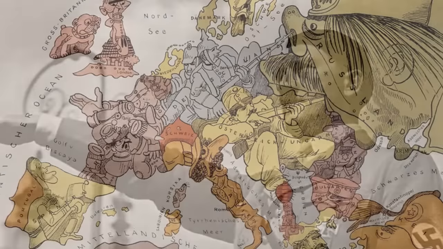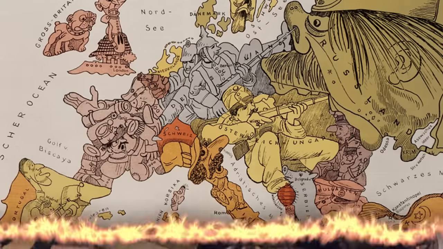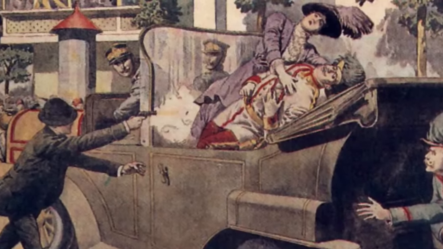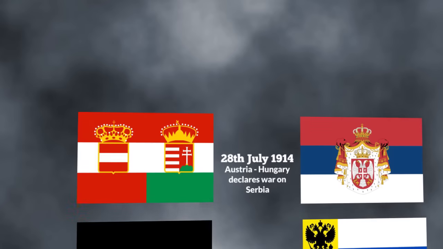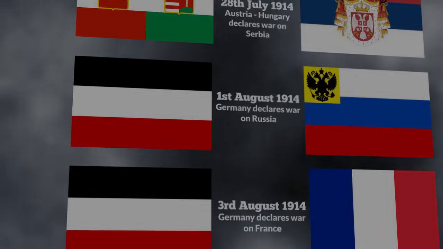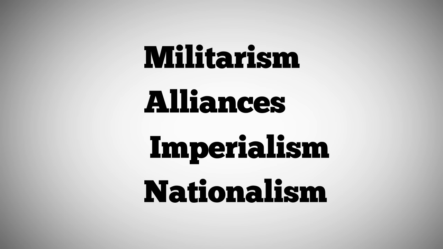Rather, a delicate but toxic balance of structural forces created a dry tinder that was lit by the assassination of Archduke Franz Ferdinand in Sarajevo. That event precipitated the July crisis, which saw the major European powers hurtle toward open conflict. The MAIN acronym is often used to analyze the war: militarism, alliances, imperialism, and nationalism. It's simplistic, but provides a useful framework.